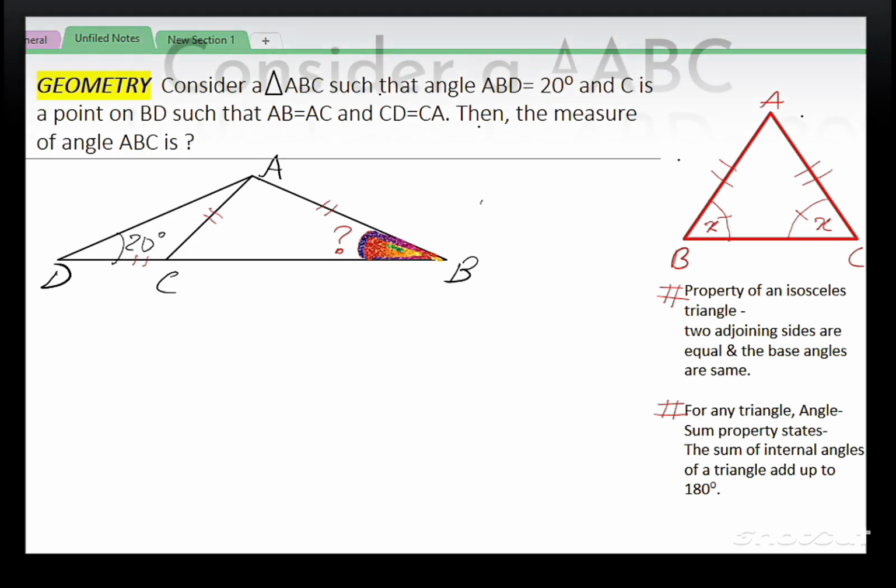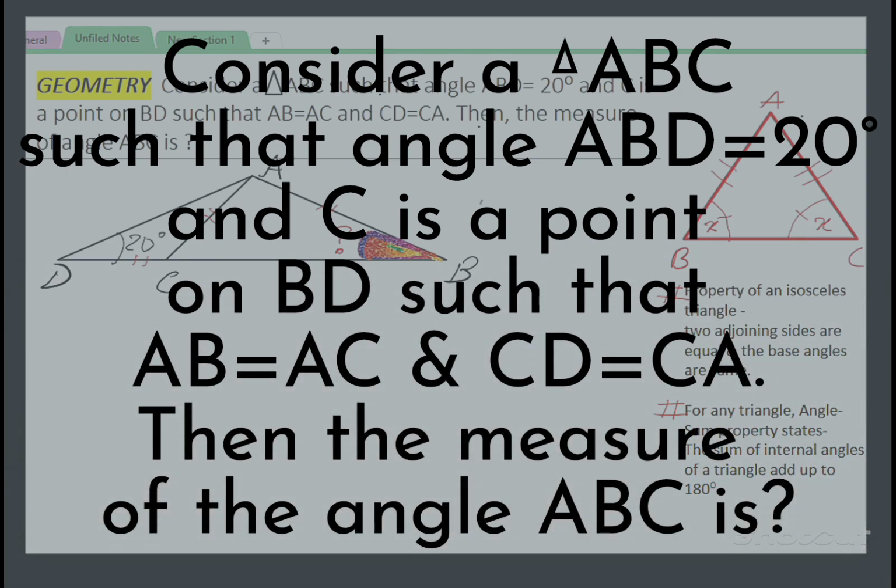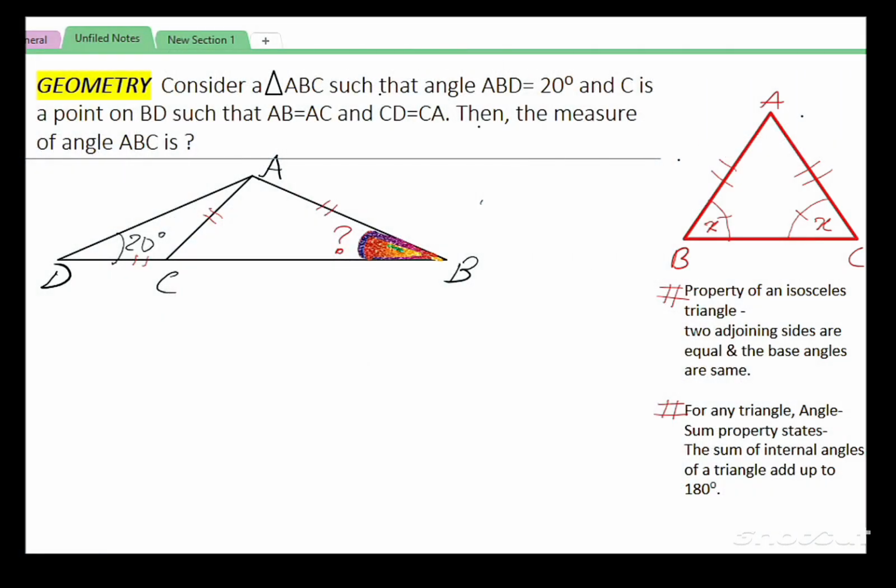It says, consider a triangle ABC such that the angle ABD is 20 degrees and C is a point on BD such that AB equals AC and CD equals CA. Then the measure of angle ABC is. All right, so we set out to find this angle ABC, and we're going to do that with the help of this triangle ADC. All right, so let's do it.